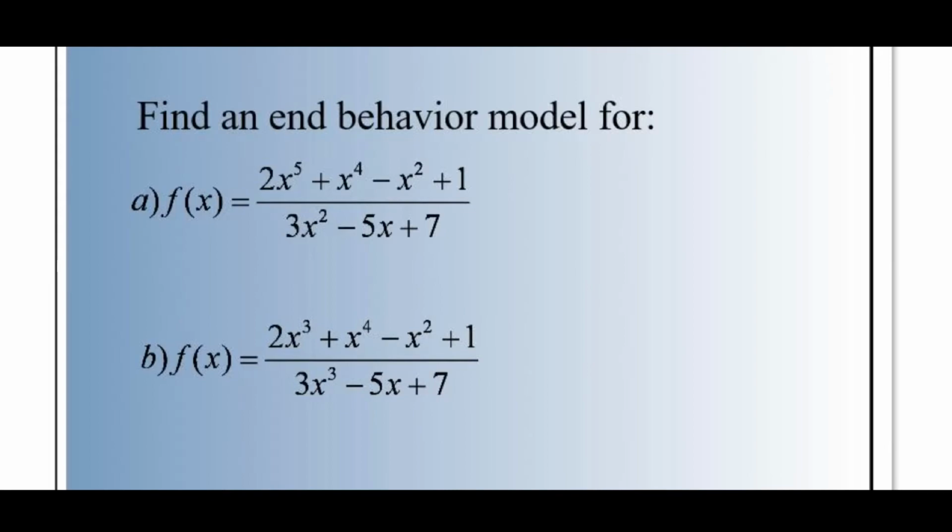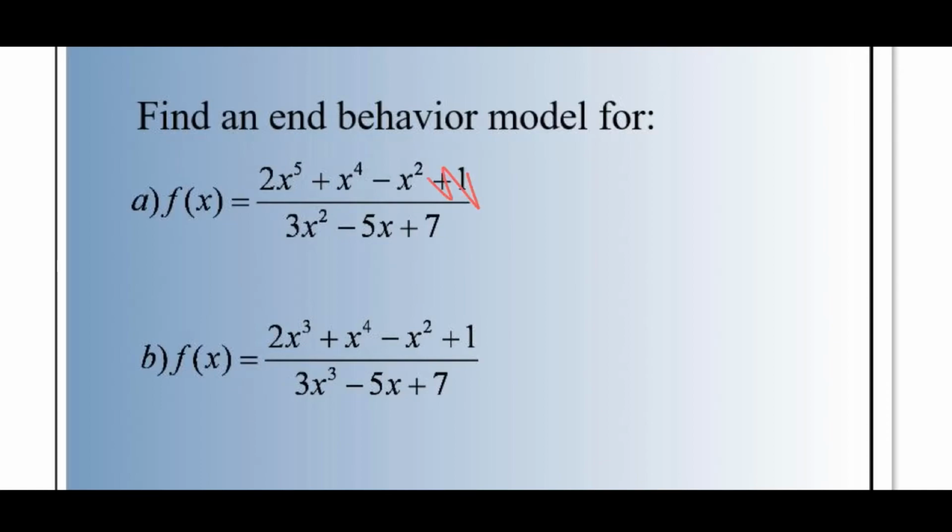So how does this work? What we're going to be looking for are the highest degrees of each of these parts of the rational function. So the degree of the numerator is 5, the degree of the denominator is 2, right? So whenever we're talking about end behavior, check it out.